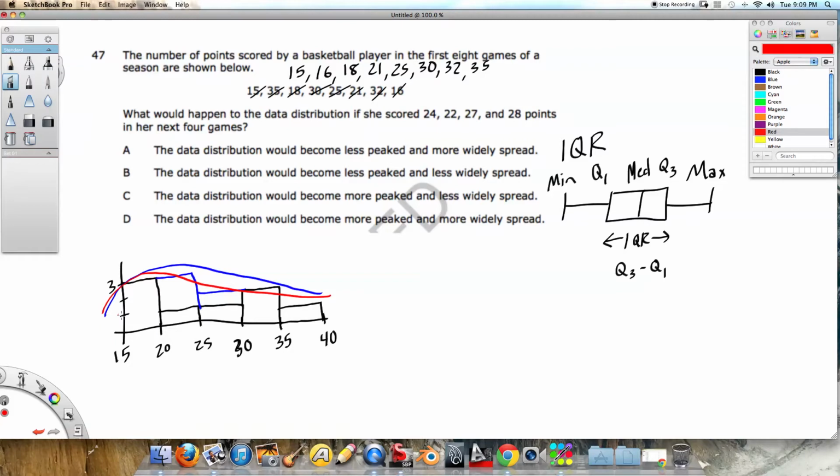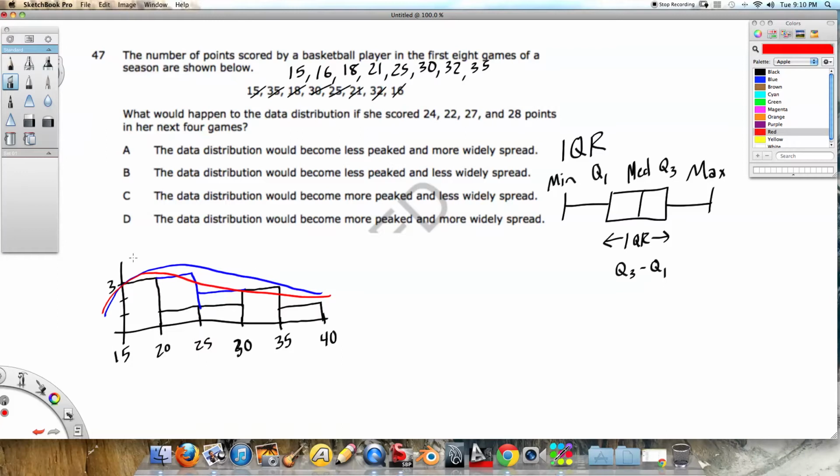Now it says the data distribution would either become more peaked or less peaked. All right, so look at this graph and let's see what we can come up with. It definitely looks like our value, if you look at the blue here, is definitely becoming more peaked. It's growing, it's becoming taller in the blue than it was in the red. Because there are more bars that are that height, so when we try to make a nice curve over top of it, that curve ends up becoming a little bit taller.